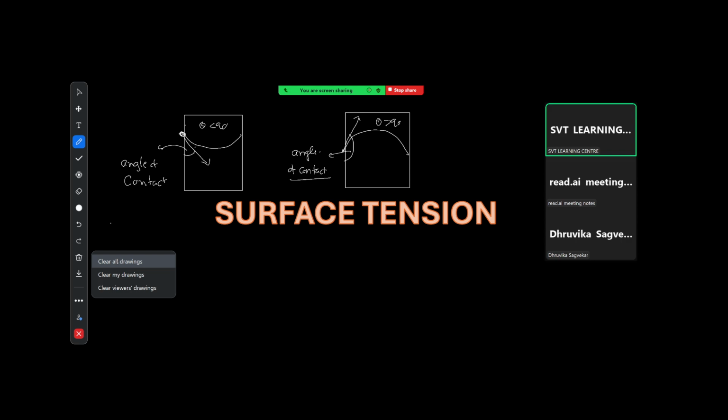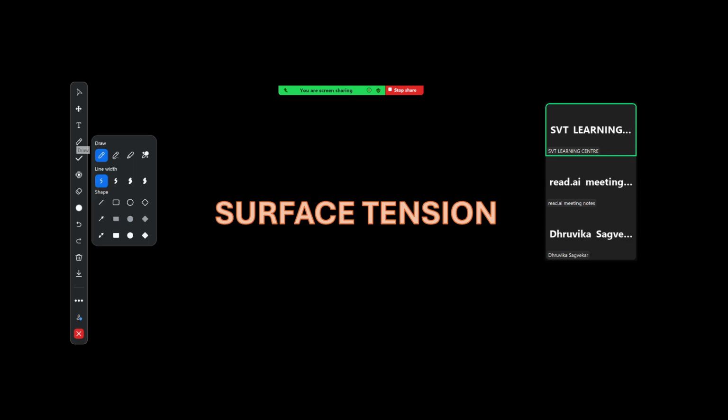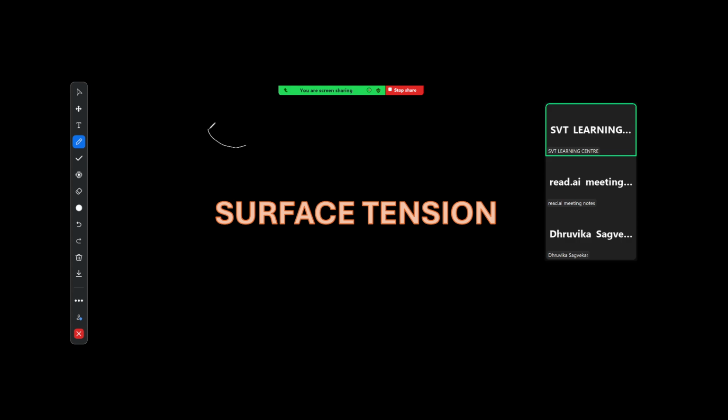Now once we have done this, we will go to looking at the force on a concave surface. So let us say that we have a liquid which is convex in nature. This is our liquid which is kept in a container. So let us say this way.